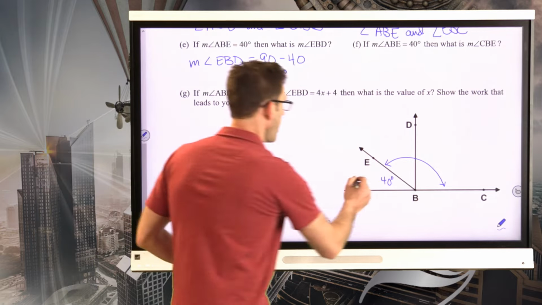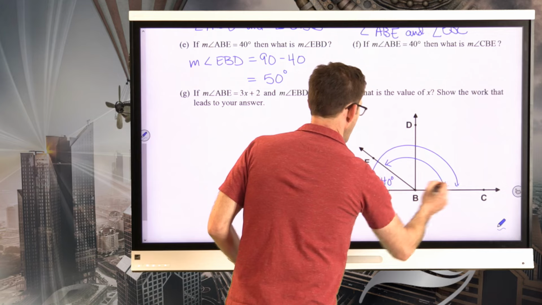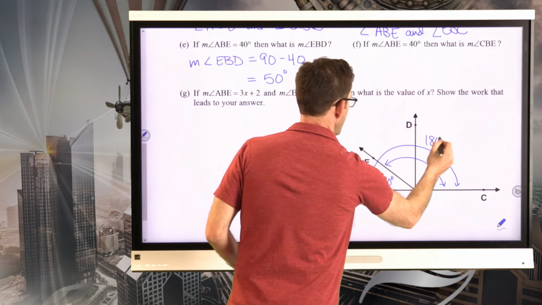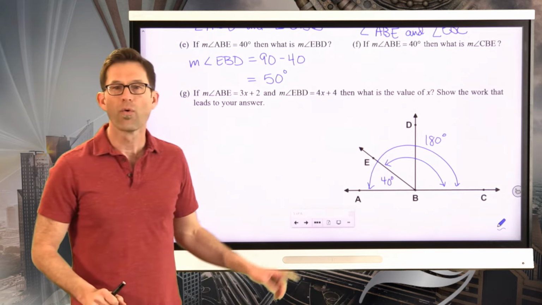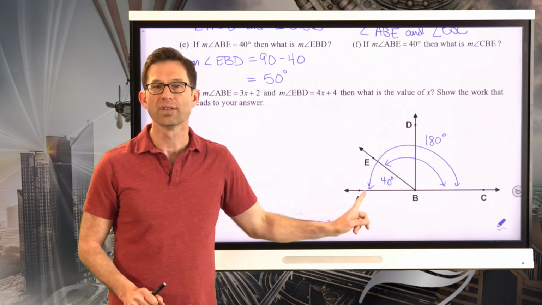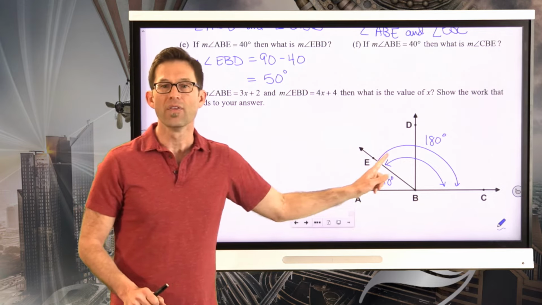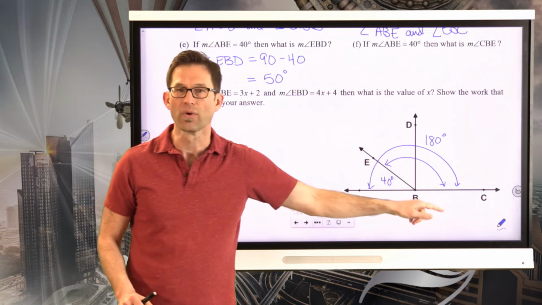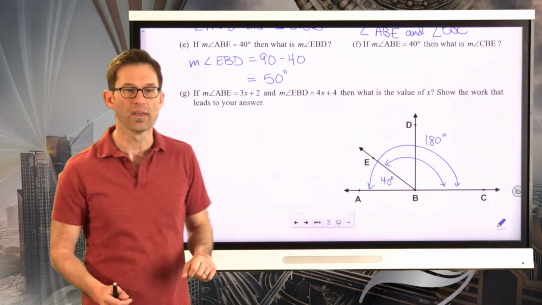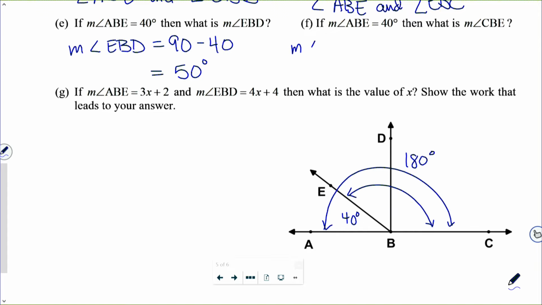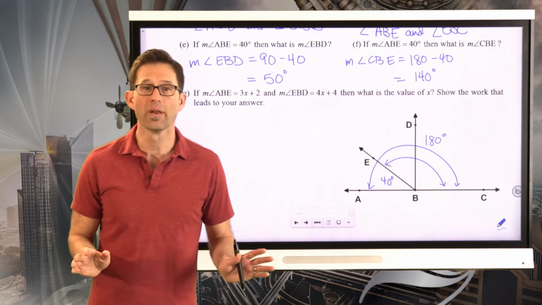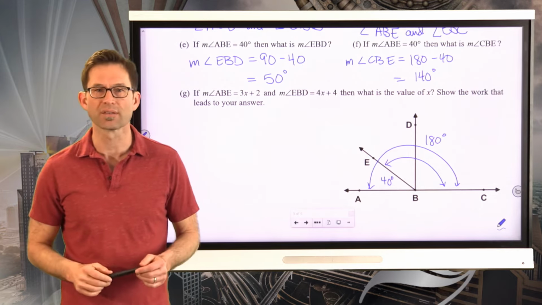Well, this entire angle is a straight angle, 180 degrees. Therefore, 40 degrees of which is taken up by ABE, the other portion of the 180 degrees must be taken up by CBE, and therefore the measure of angle CBE must be 180 minus 40, or 140 degrees. All right, simple enough, as long as you understand some basics.